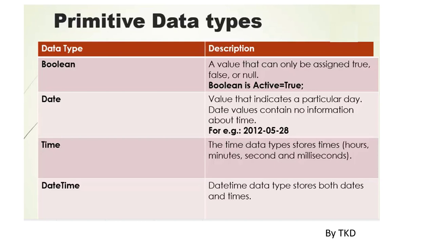Then we have something called time, which stores the hours, minutes, seconds and milliseconds. And then we have datetime. This data type will store both the date and time. So let us look at some examples which will illustrate these data types in a better way. So let's tune in.